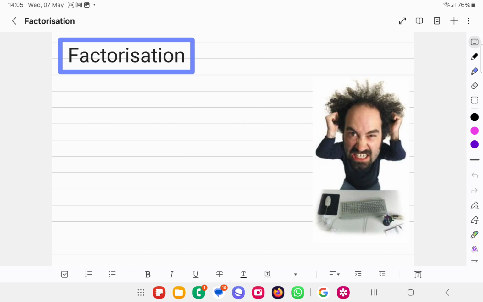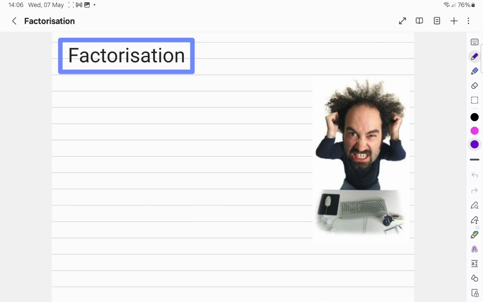So a bit of a break, and I thought just before the exams, who doesn't need to revise some of their factorization? So this is for all the grade 9 students, especially for the June, July exams coming up. I always say June, July because for the 3-term schools and the 4-term schools, it all differs. I hope you are all wonderful, and I would like to quickly go through factorization with you so that you don't pull out your hair like the man in this picture.